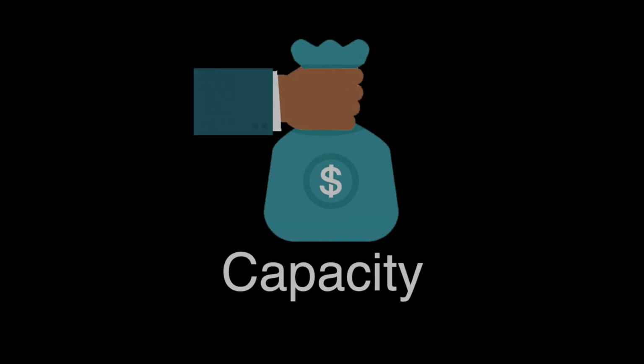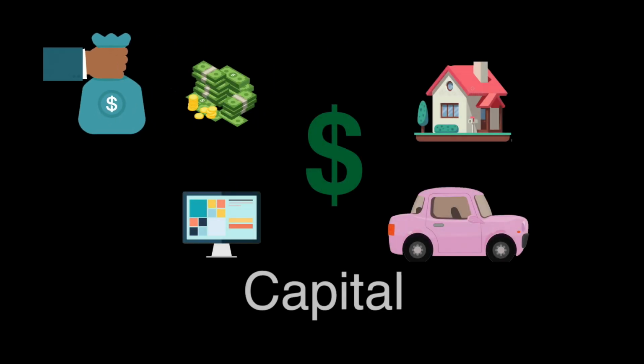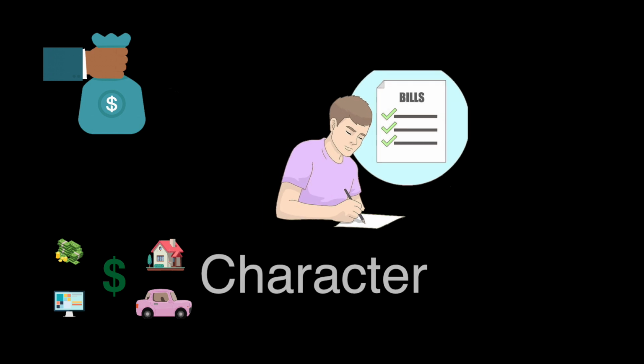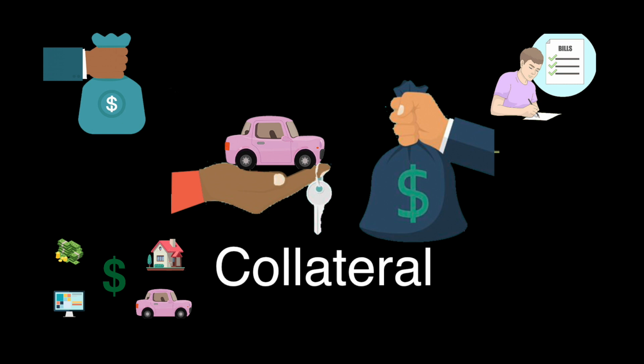Whether you apply for a loan from the bank or credit card, the lender will review the 4 C's to decide whether you are a good credit risk. In other words, whether you are likely to pay back the loan. The 4 C's are, first, capacity, which is your present and future ability to make your payments. Second, capital. This is the value of your assets and your net worth. Third, character. This is how you have paid your bills or debts in the past. The 4th is collateral, which are property or assets offered to secure the loan.